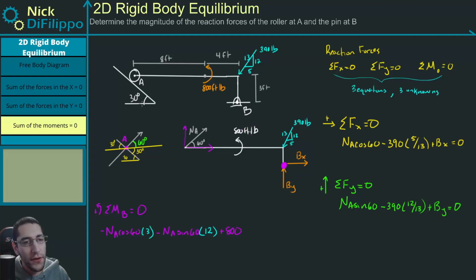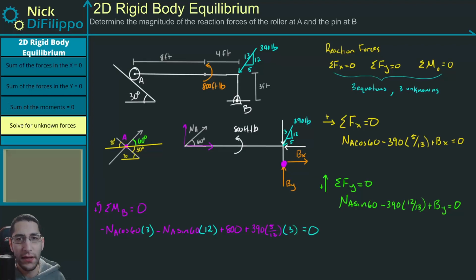Next, let's go on to this 390 force-pounds. When I break this up into x and y directions, this y direction goes right through point B. So it doesn't exert a moment about point B. The x direction is going to have a moment about point B. It's going to have this perpendicular distance, which is 3. And so I'm going to have plus 390 times 5 over 13 times the perpendicular distance, which is this 3 feet. This is equal to 0.